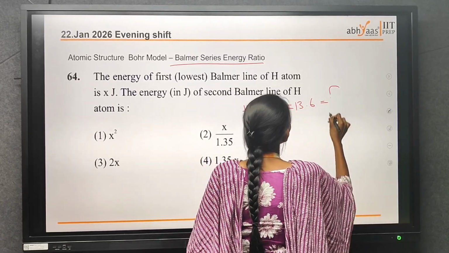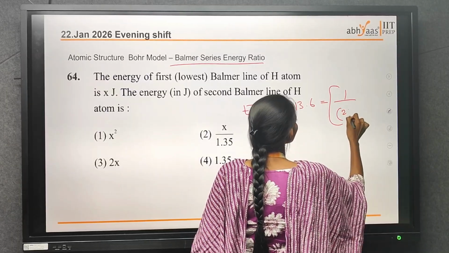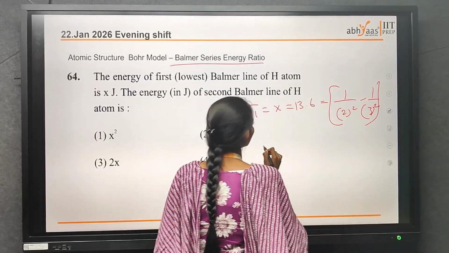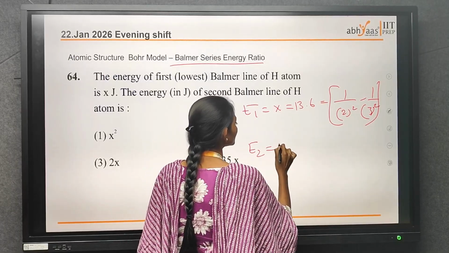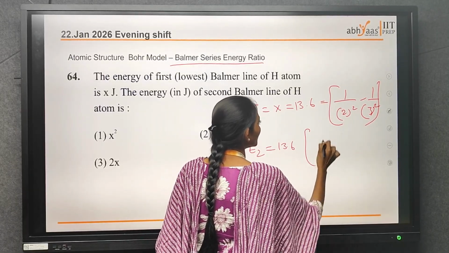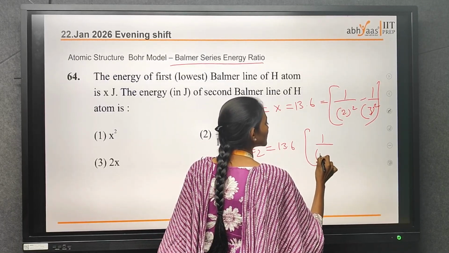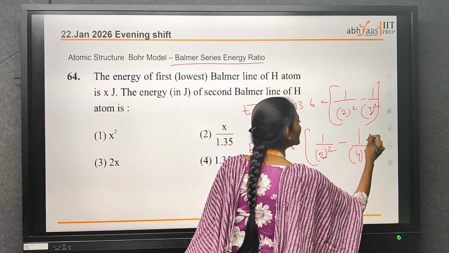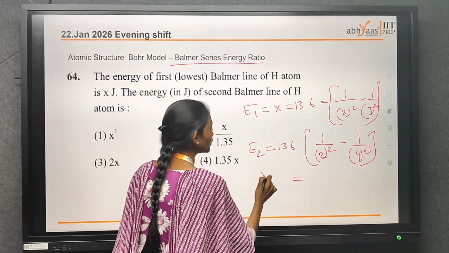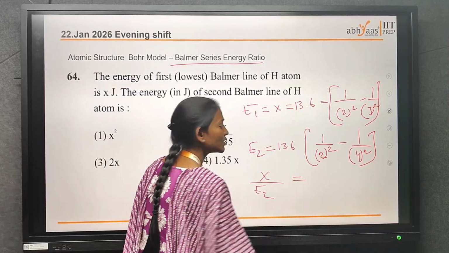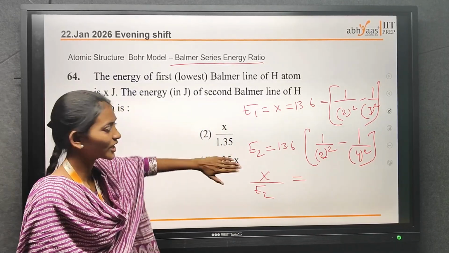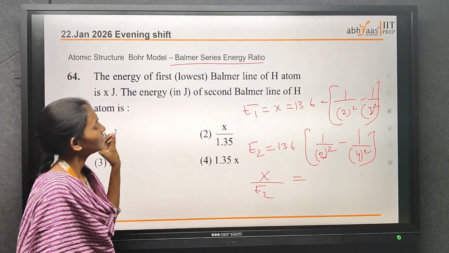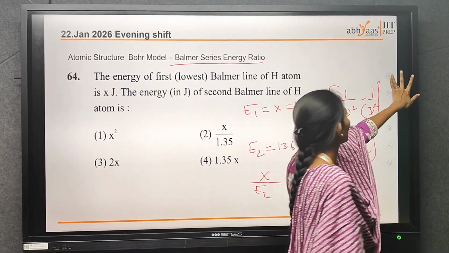So, when you are doing, therefore, E2 is equal to 13.6 times 1 by 2 square minus 1 by 4 square. When you do this equation, you will get your X by E2 value. That will be your answer. Upon doing the calculation, you will get your answer. Not that lengthy a question. Very simple, easy question, from a direct formula.